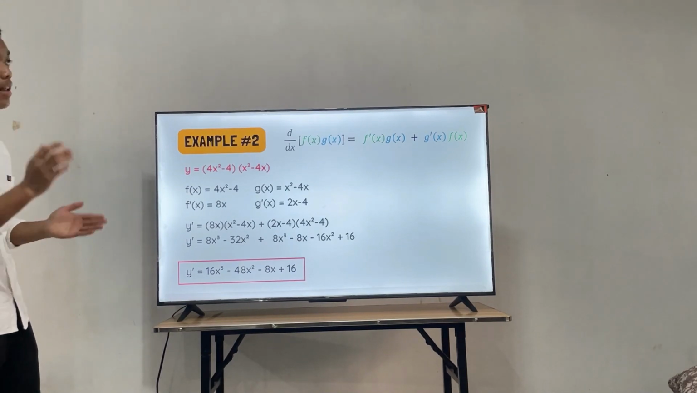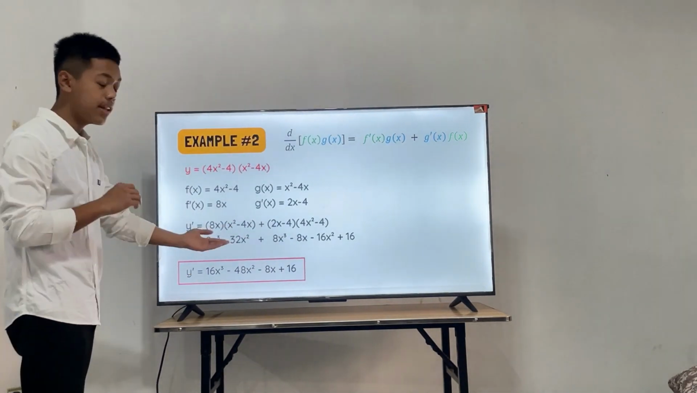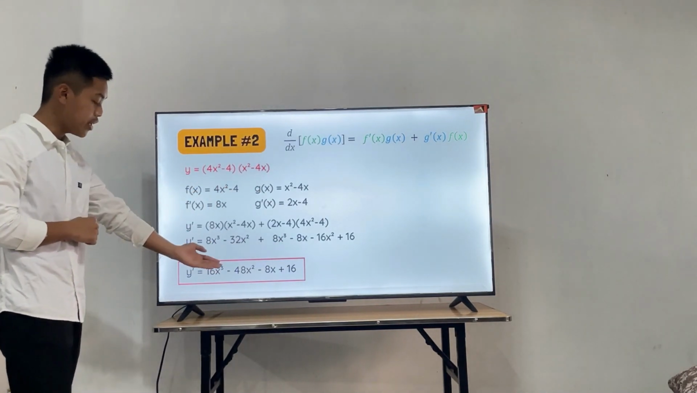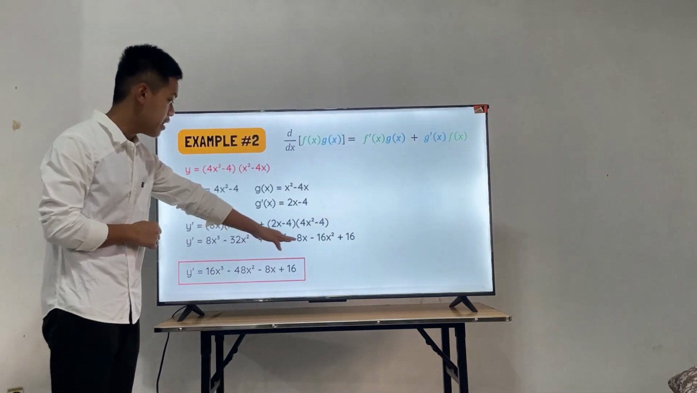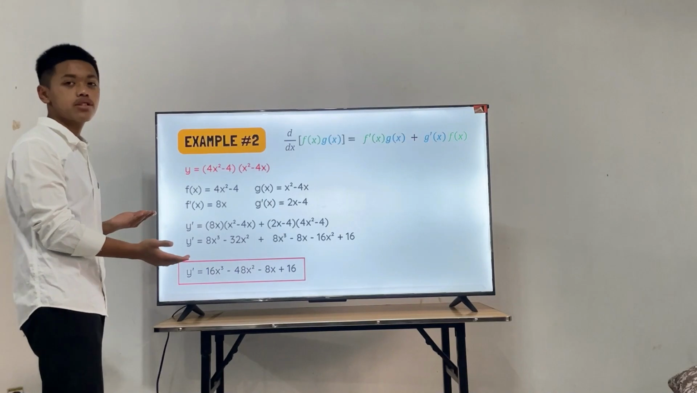We shall combine the like terms. 8x cubed plus 8x cubed is 16x cubed. Negative 32x squared plus negative 16x squared will be negative 48x squared. Now we will just copy the negative 8x and 16. And there you have it. That's how you solve functions using the product rule.